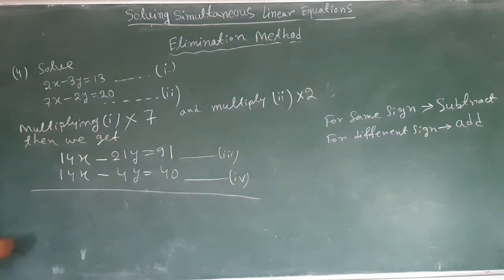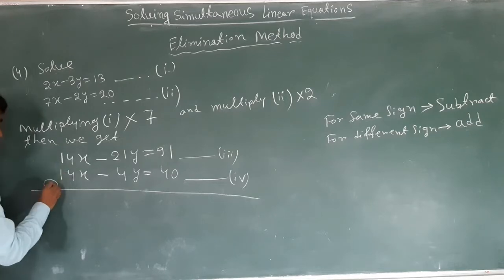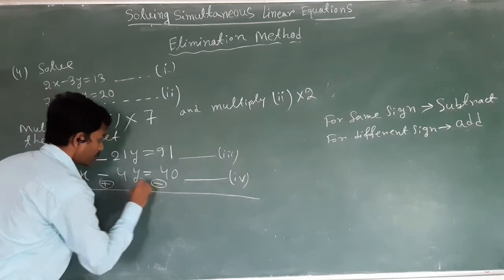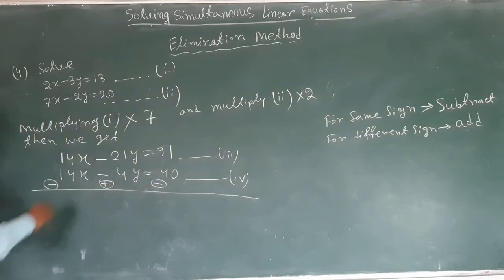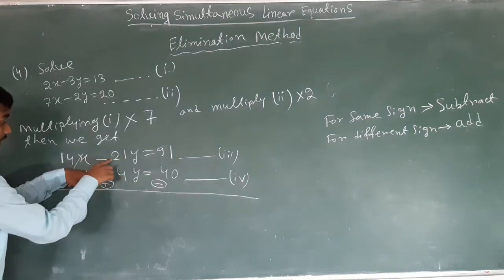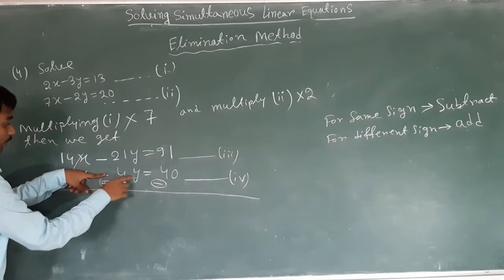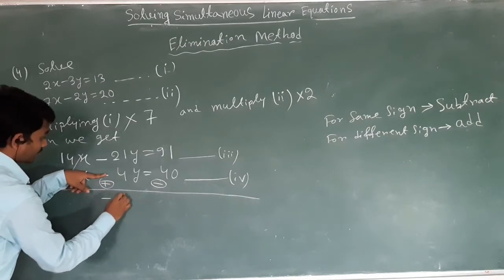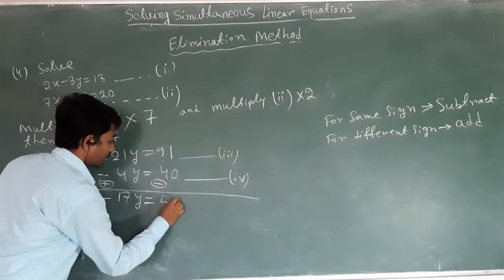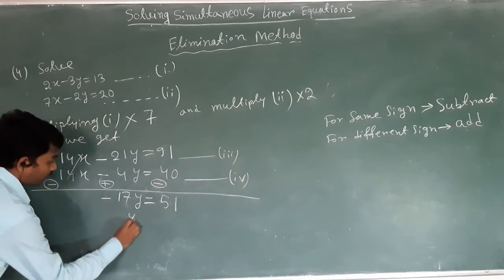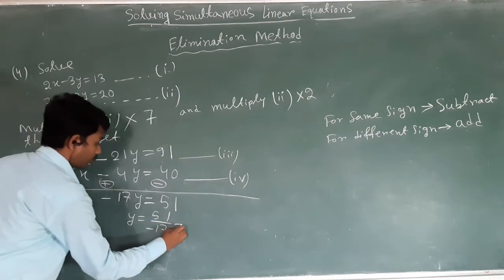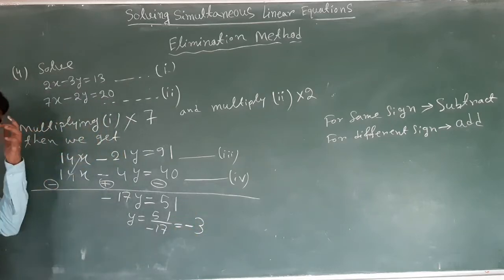So when we subtract, sign should be changed: plus change into minus, minus change into plus, and plus change into minus. So 14x minus 14x cancel. So minus 21x plus 4, minus 20y plus 4y is equal to minus 70y, and 90 minus 40, 51. Then y is equal to 51 upon minus 70 is equal to minus 3.